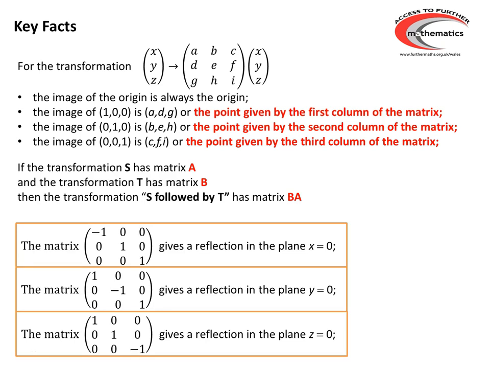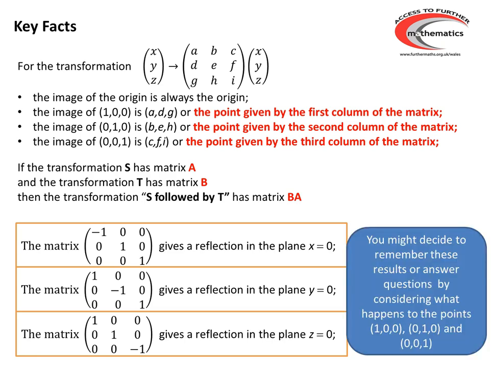The 3 reflection matrices that we will come across: the matrix -1, 0, 0, 0, 1, 0, 0, 0, 1 gives a reflection in the plane x equals 0, and then a similar result for a reflection in the plane y equals 0, and a similar result for a reflection in the plane z equals 0. Now you have a choice. You might like to remember these 3 results, or alternatively you can answer questions by simply thinking about what happens to the points 1, 0, 0, 0, 1, 0 and 0, 0, 1 under the transformations.